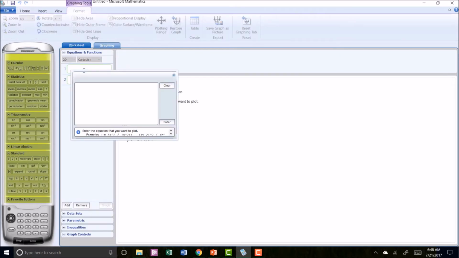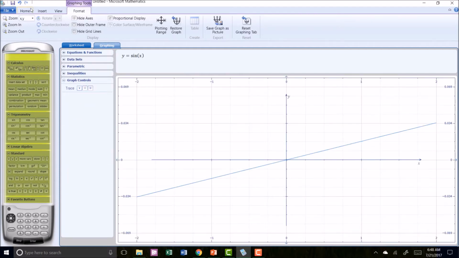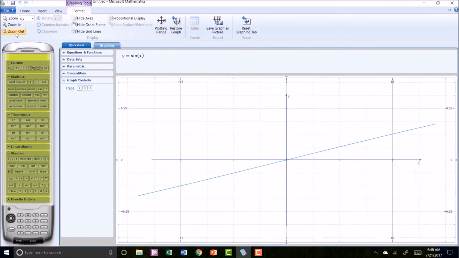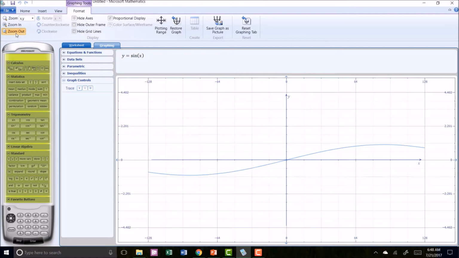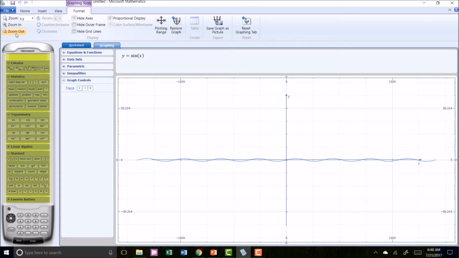First one we want to look at is sine. So let's type in sin of x. Enter. Look at the graph down here. Okay, this is greatly zoomed in, so we're going to zoom out so we can see the full behavior of the sine function. This is going to be in units of degrees. Okay, so now we're way out.